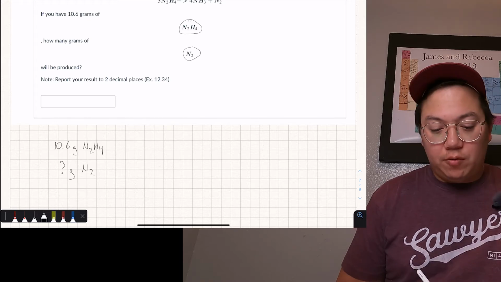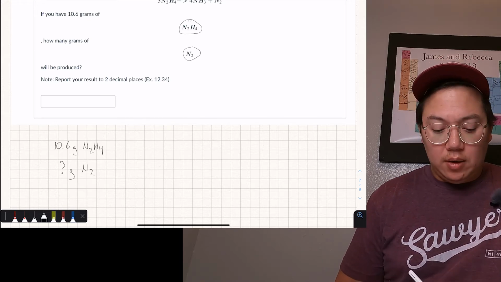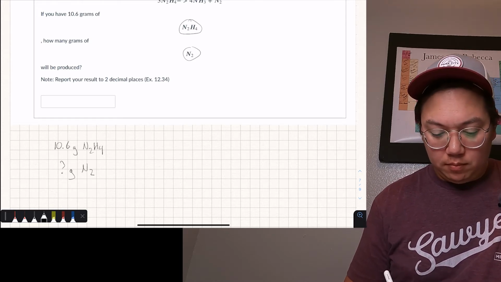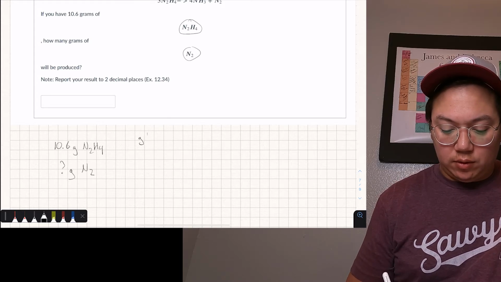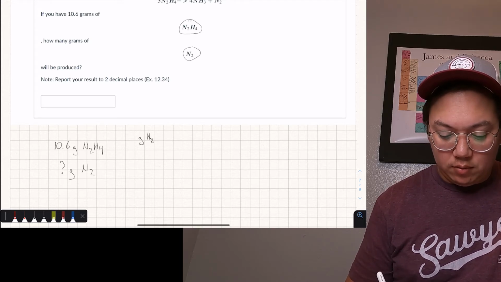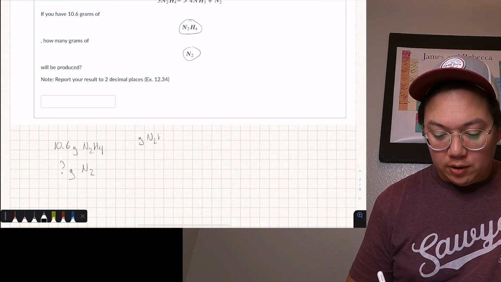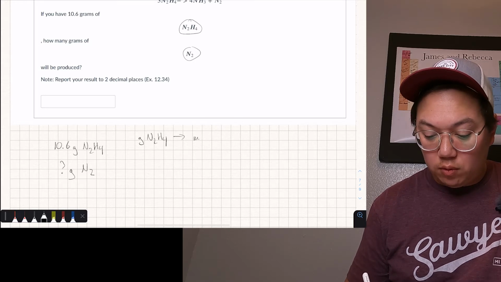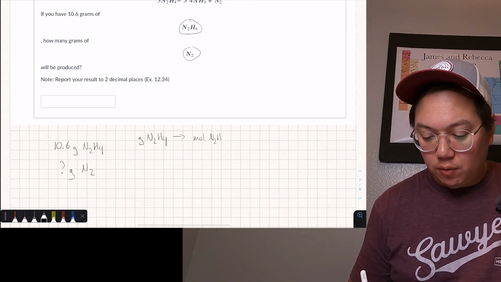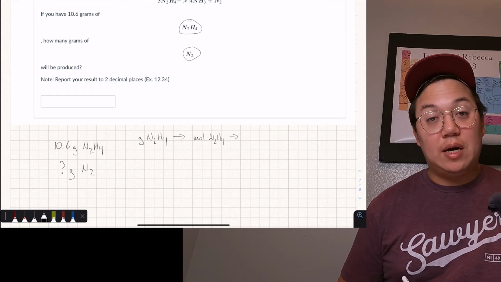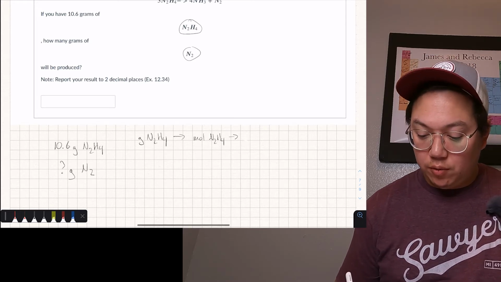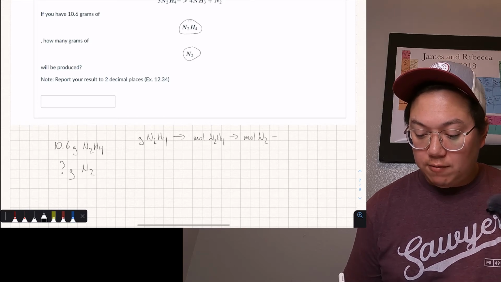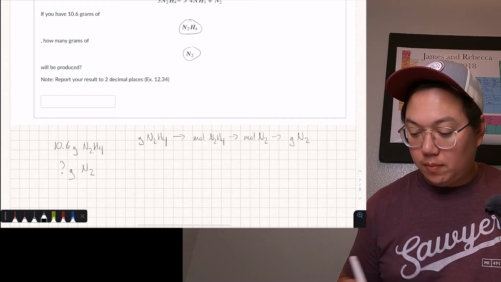So the first step in any stoichiometry problem is to get to moles. So we need to go from our grams, let's do a little solution diagram, grams N2H4, and then from that we're going to go to moles N2H4, then there we can use now our reaction, and we can go to moles of N2, and finally to grams of N2.